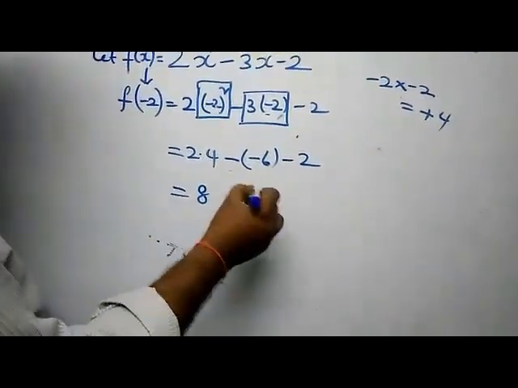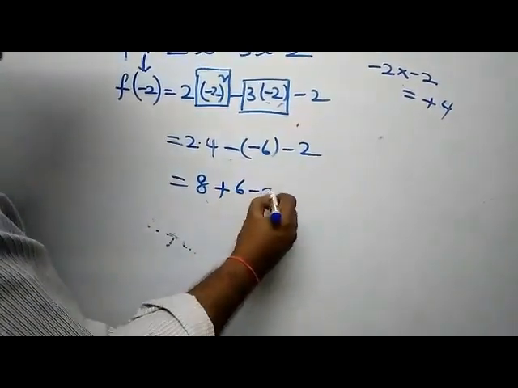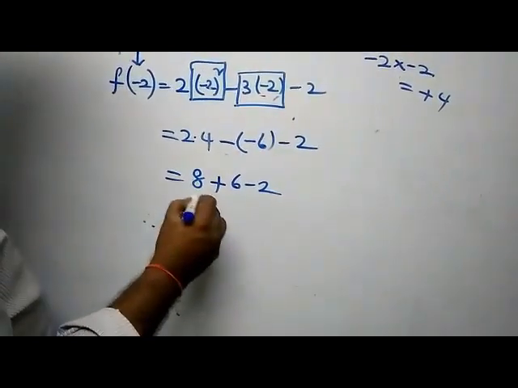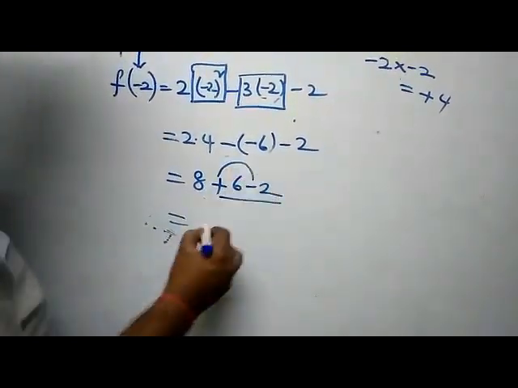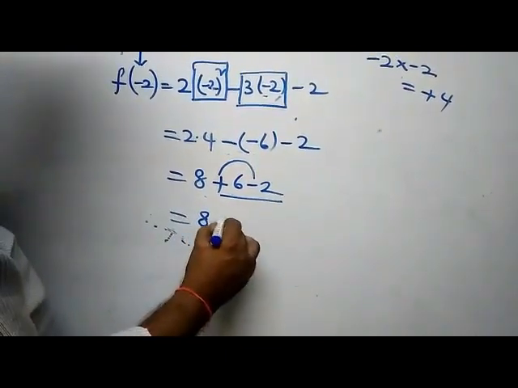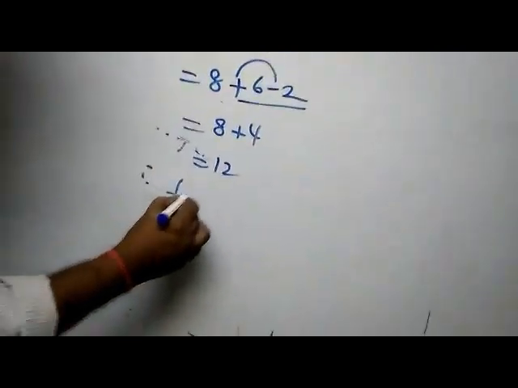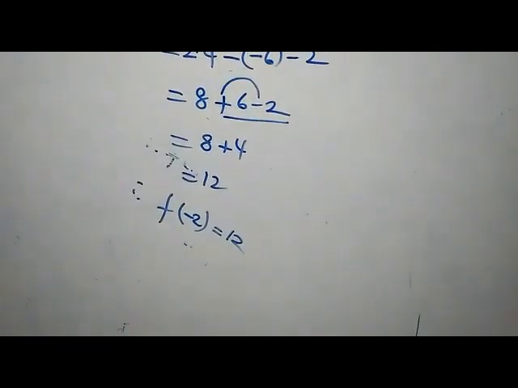Minus into minus is plus, so 8 plus 6 minus 2. 6 minus 2 is equal to 4. 8 plus 4 is equal to 12. Therefore, f of minus 2 is equal to 12.